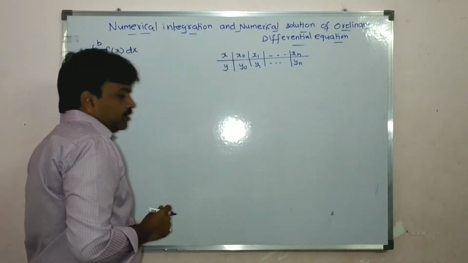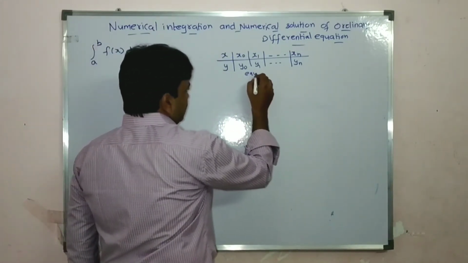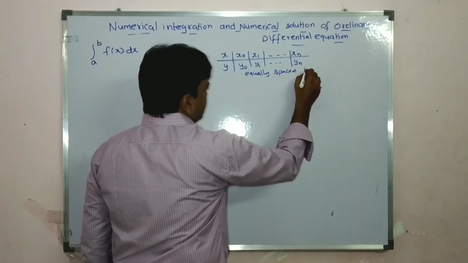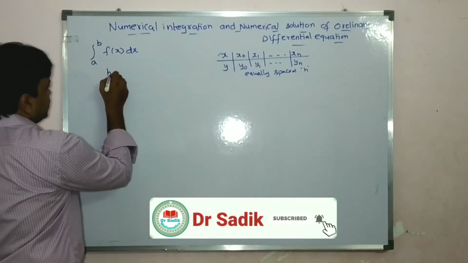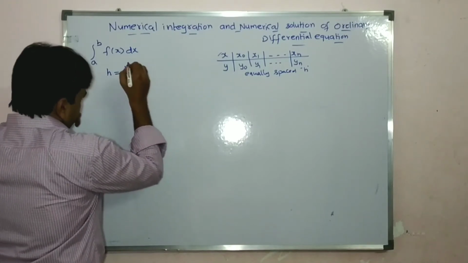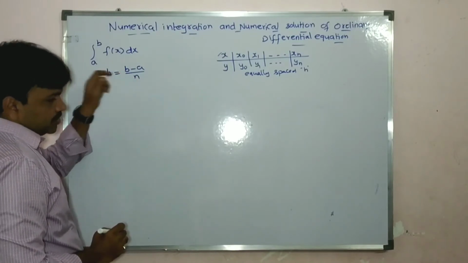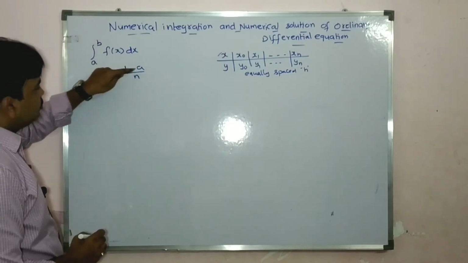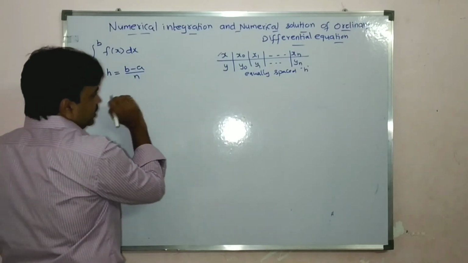Now this table is equally spaced, students. That means the h value is the same. Now what is h? h is equal to (b minus a) by n. What is b? Upper limit. What is a? Lower limit. Okay, students. Now what is n?